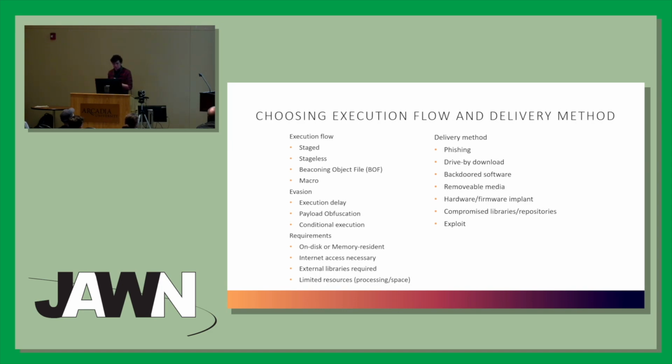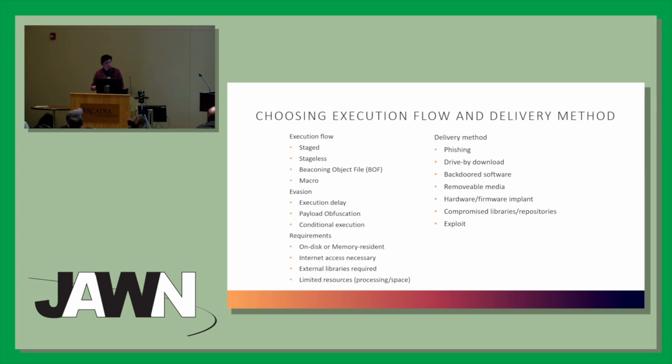Beaconing object files are a little bit of half and half between the two. It's stageless in the fact that everything comes over all at once. However, parts of the executable are encrypted, and they are only decrypted when you call upon that functionality. Also, depending on the beaconing object file you use, it can reach out and download more payloads, which makes it more of a staged payload. You can also have macros, which is just a way of embedding code into a Microsoft Office file, like Word or PowerPoint.